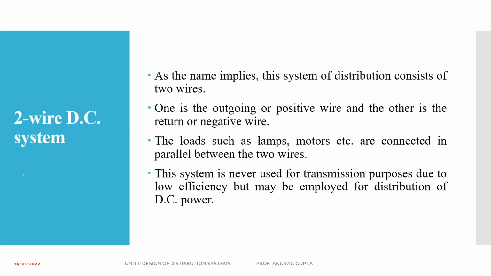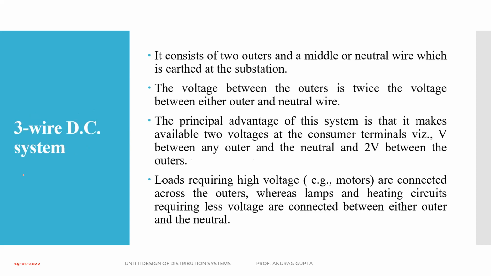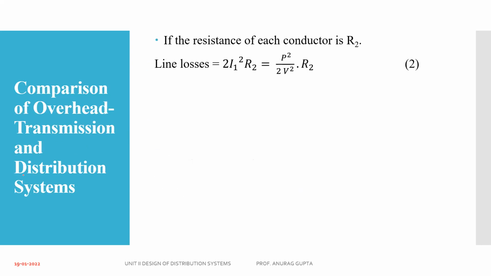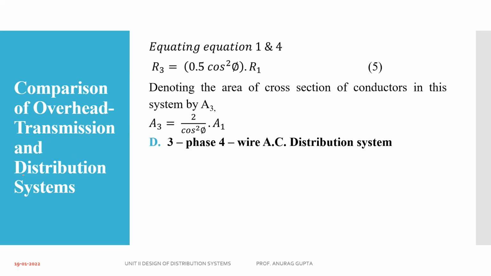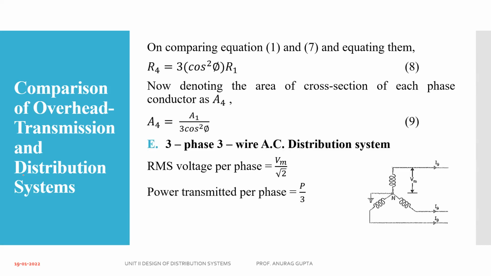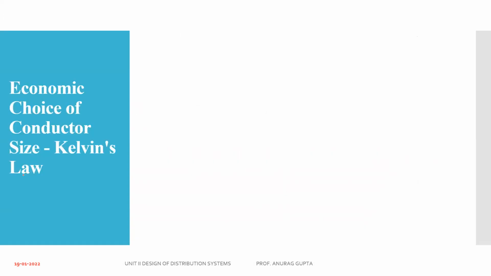Clear. If you remember, we've discussed the 2-wire DC system and the 3-wire DC system, and we have also given a comparison between all the wires. This topic is already discussed. I'm just giving a review of the last lecture: what is the meaning of a 2-wire system, a 3-wire DC system, a single phase 2-wire system, a 3-phase 3-wire system, and a 3-phase 4-wire system? These 5 types of system we have compared in terms of resistance and in terms of area. We have also given a comparison between overhead lines and cables.